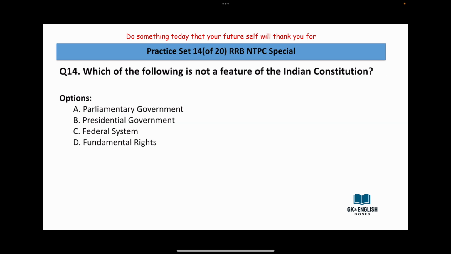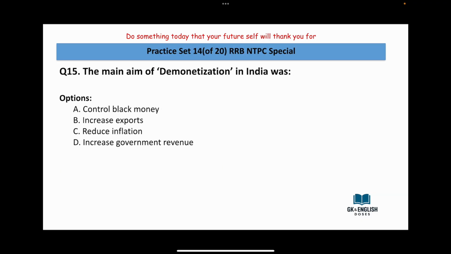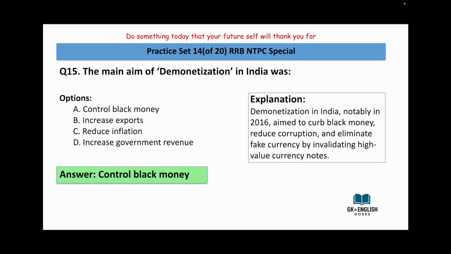Which of the following is not a feature of the Indian Constitution? Parliamentary government, presidential government, federal system, fundamental rights. And the answer is presidential government. The main aim of demonetization in India was to control black money, increase exports, reduce inflation, increase government revenue. The answer is control black money. Demonetization in India, notably in 2016, aimed to curb black money, reduce corruption, and eliminate fake currency by invalidating high value currency notes.